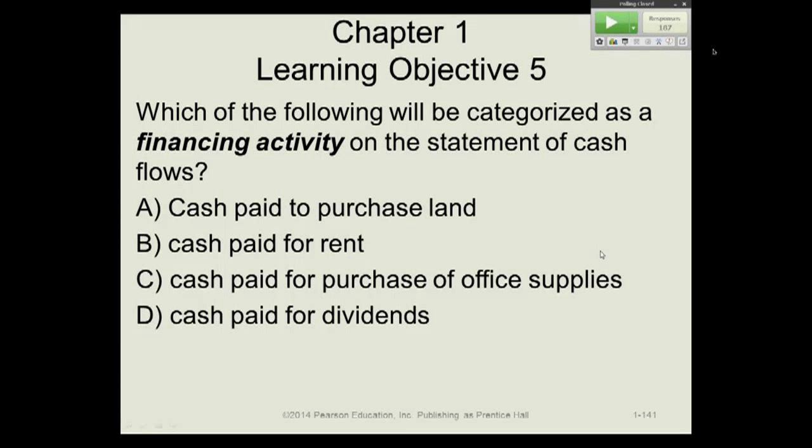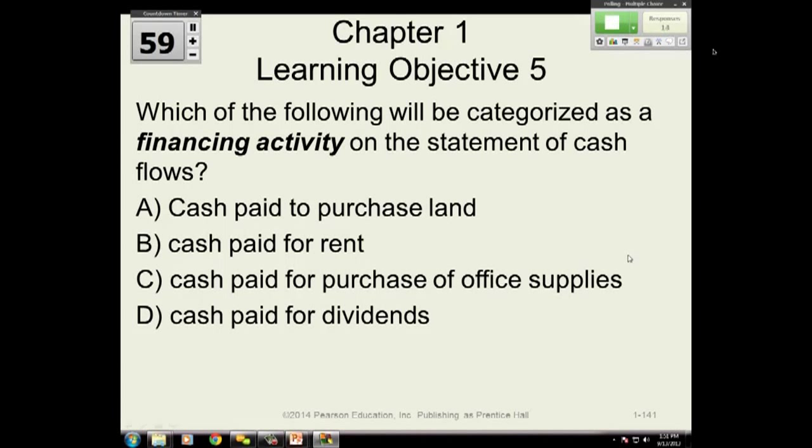What's financing? Okay. So let's start the clock here. What is a financing cash flow? And by the way, this ties right back to the example we did in class. All you got to do is stay awake with one eye and you'd have it. Just one eye, that's all you need.